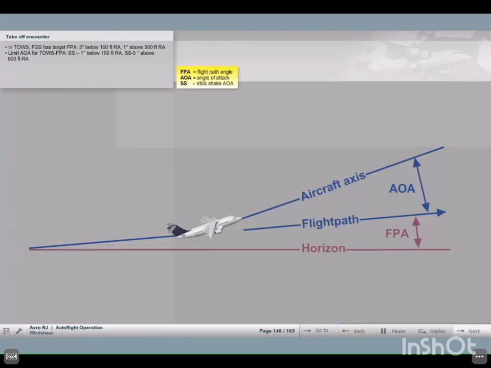In takeoff wind shear, the FGS has a target flight path angle, FPA, and a limit on angle of attack, AOA. The target and limit depend on radio altitude. Target FPA is 3 degrees below 100 feet and decreases to 1 degree above 500 feet RA. Limit AOA above 500 feet RA is stick shaker angle of attack minus 5 degrees. It increases to 1 degree below the stick shaker angle of attack below 100 feet RA.